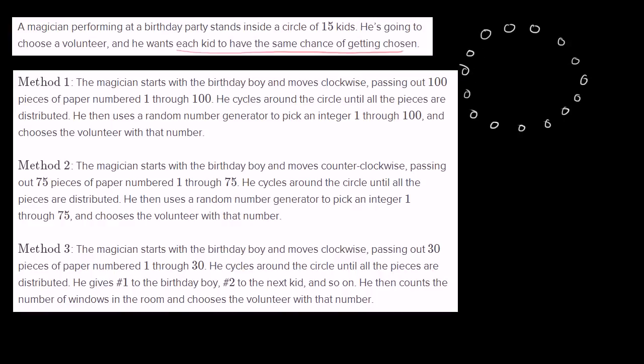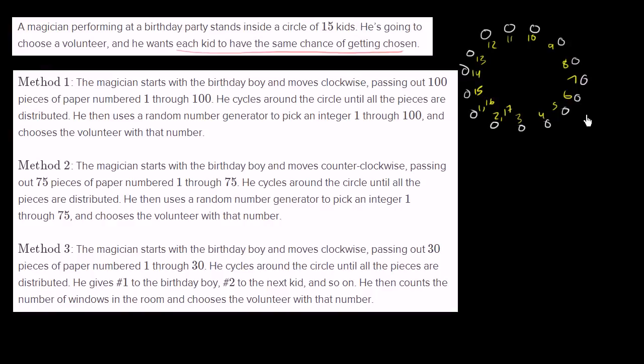So 15 kids in a circle, and then he's going to hand out pieces of paper. Let's give 1, 2, 3, 4, 5, 6, 7, 8, 9, 10, 11, 12, 13, 14, 15. And this person's going to get pieces of paper 1 and 16. Now this person's going to get 2 and 17. You're going to keep going round and round until all 100 pieces of paper are distributed.